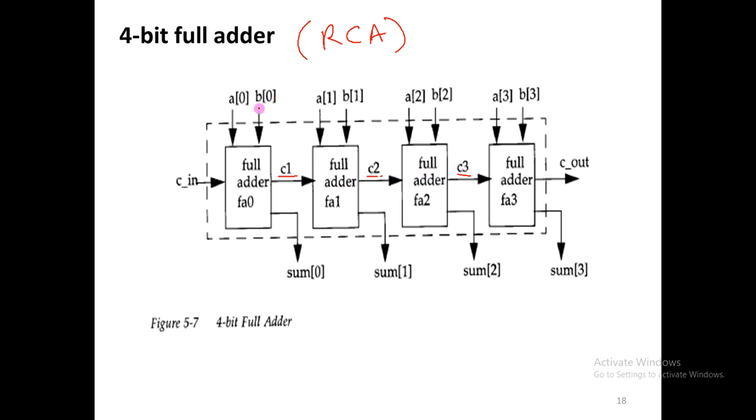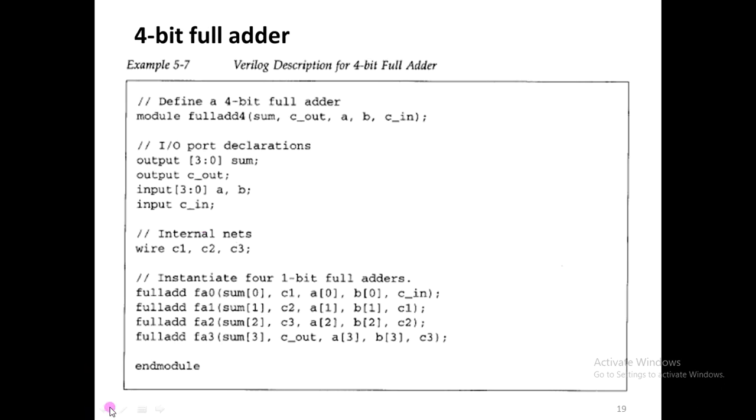You can see A naught, B naught, A1, B1, A2, B2, A3, B3, C in, sum 0, 1, 2, 3, C out. All these are outputs. Intermediates are only C1, C2, C3. So with this, we shall start writing a code. So here is a code in front of you. Full add 4, sum, C out, A, B, C in. Sum is of 4 bits, 3 down to 0. C out is a single bit. A and B are of 4 bits, input 3 down to 0. C in is of single bit. You have only three intermediates, C1, C2, and C3.